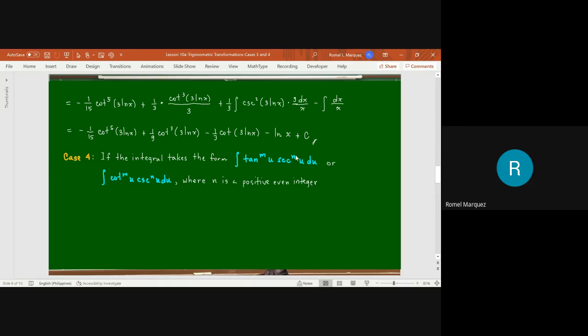if n is 2, so no problem anymore. This is secant squared, which is the differential already. Secant squared u du, differential already of tangent u. So we're going to have the condition positive even integer greater than or equal to 4. We start with 4 because if 2, no problem anymore. Okay, guys? So let us have this particular example.